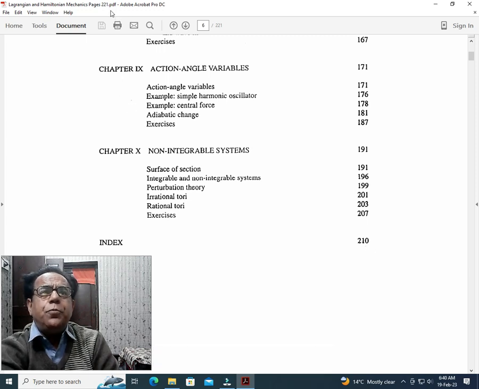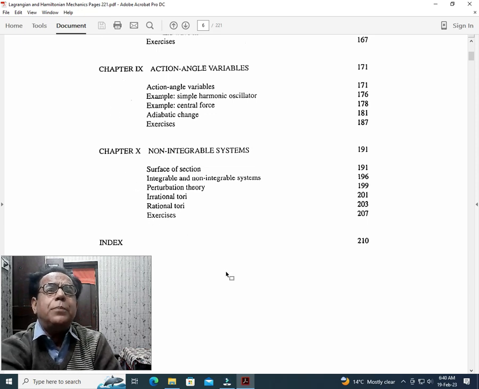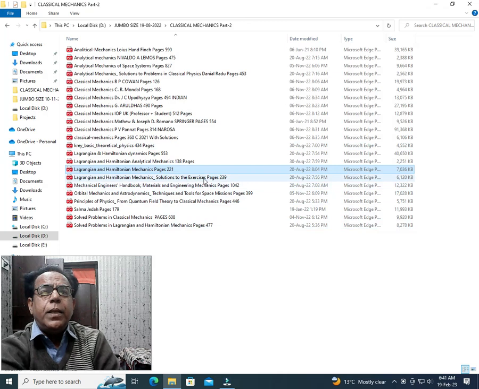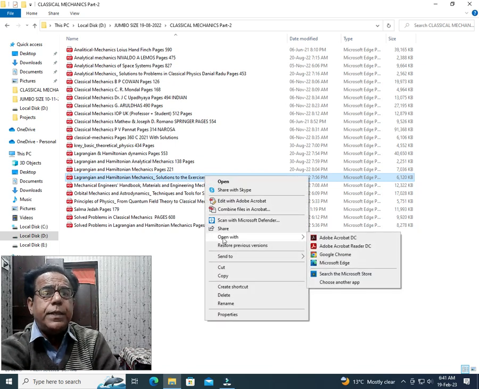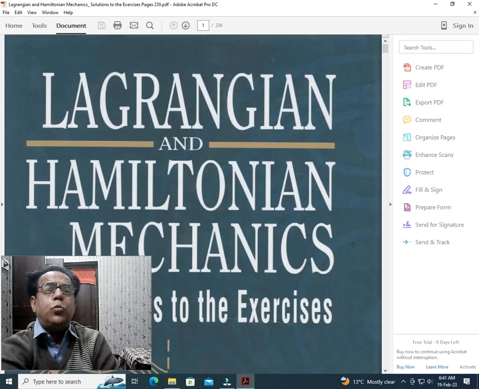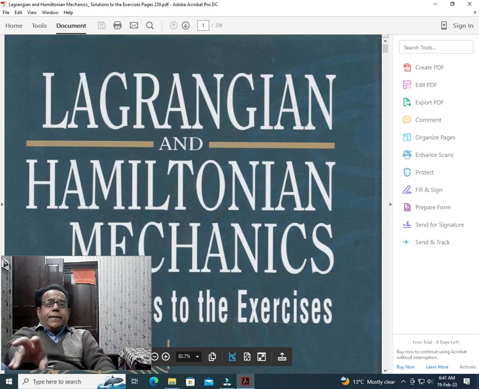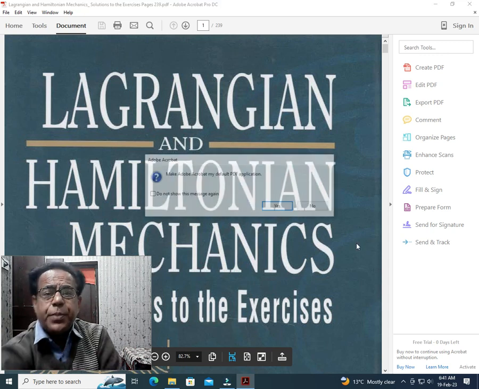The total number of pages of this book is 221, because this book has been saved in my computer under the name Lagrangian and Hamiltonian Mechanics, pages 221, PDF Adobe Acrobat Pro DC. Anyhow, now we open the next book, which is of 239 pages. Yes, this is the 239 pages book.